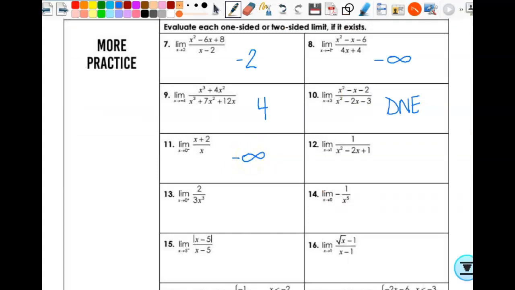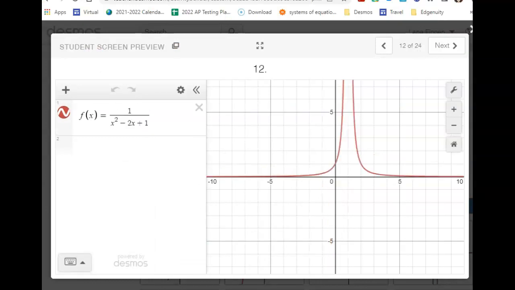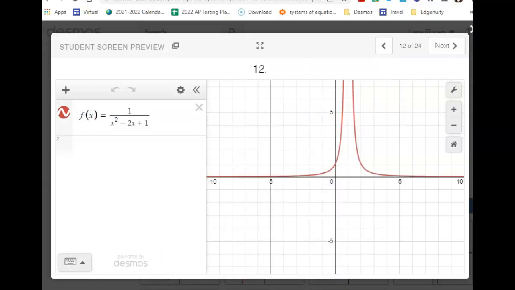12, I want the limit as x approaches 1. What's the limit as x approaches 1? It does not exist, but it increases without bound, so it's actually infinity is what we put. Remember that was a little side note there, since they're not going in opposite directions. All right, 13, I want the limit as x approaches 0 from the right. What's that? Infinity.